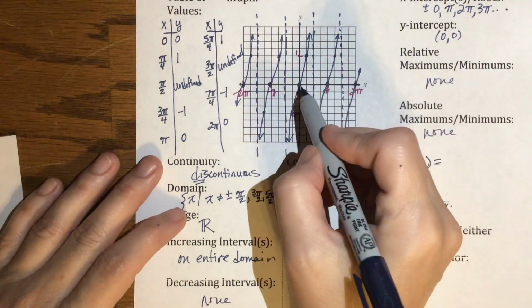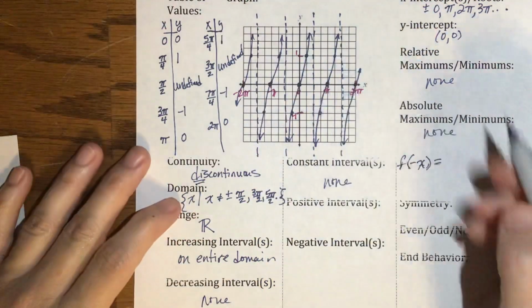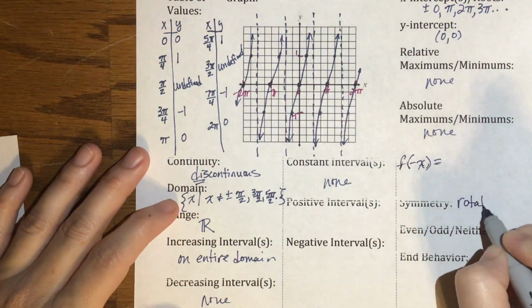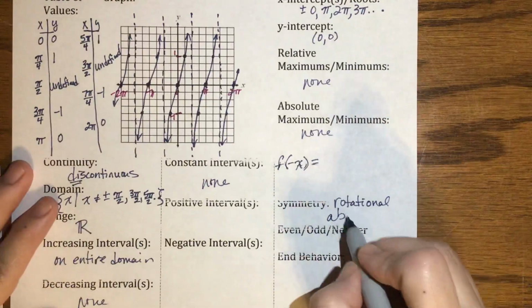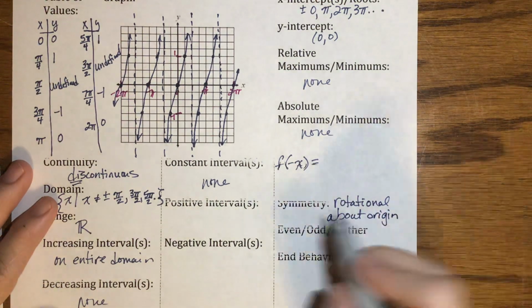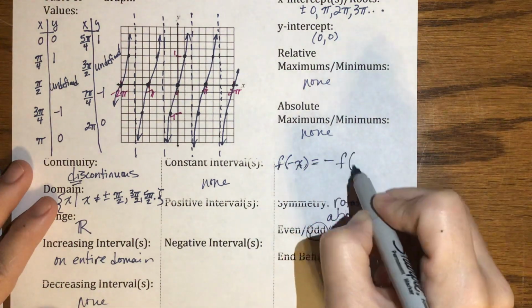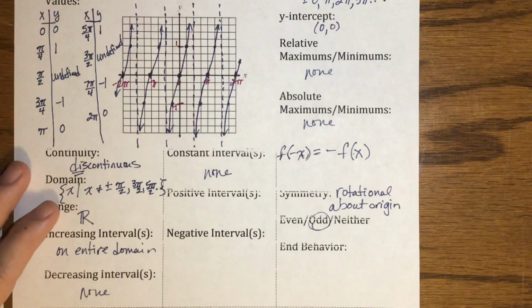Okay, symmetry. It does have rotational symmetry. If you take it and rotate it about the origin, it will match up, which means it's odd, which means f of negative x equals the opposite of f of x. And then our end behavior, that's a notation I don't want to get into.